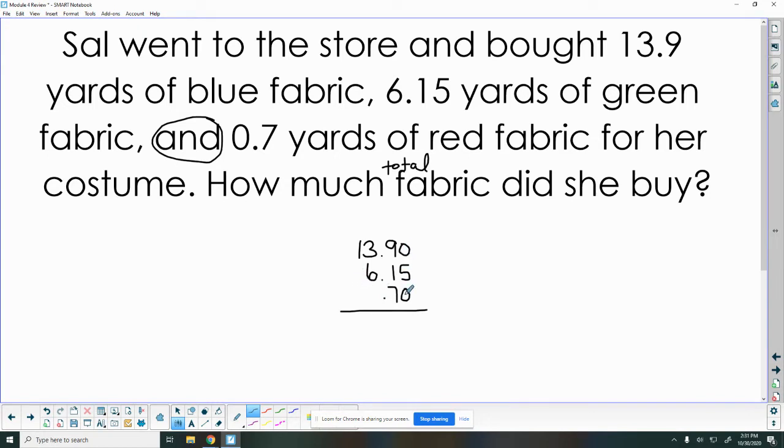So 0 plus 5 plus 0 is 5. 9 plus 1 is 10, plus 7 is 17. My decimal comes straight down when I'm adding and subtracting. Then I have 3 plus 1 is 4, plus 6 is 10, and 1 plus 1 is 2. So they bought 20.75 yards of fabric to make that fancy costume.